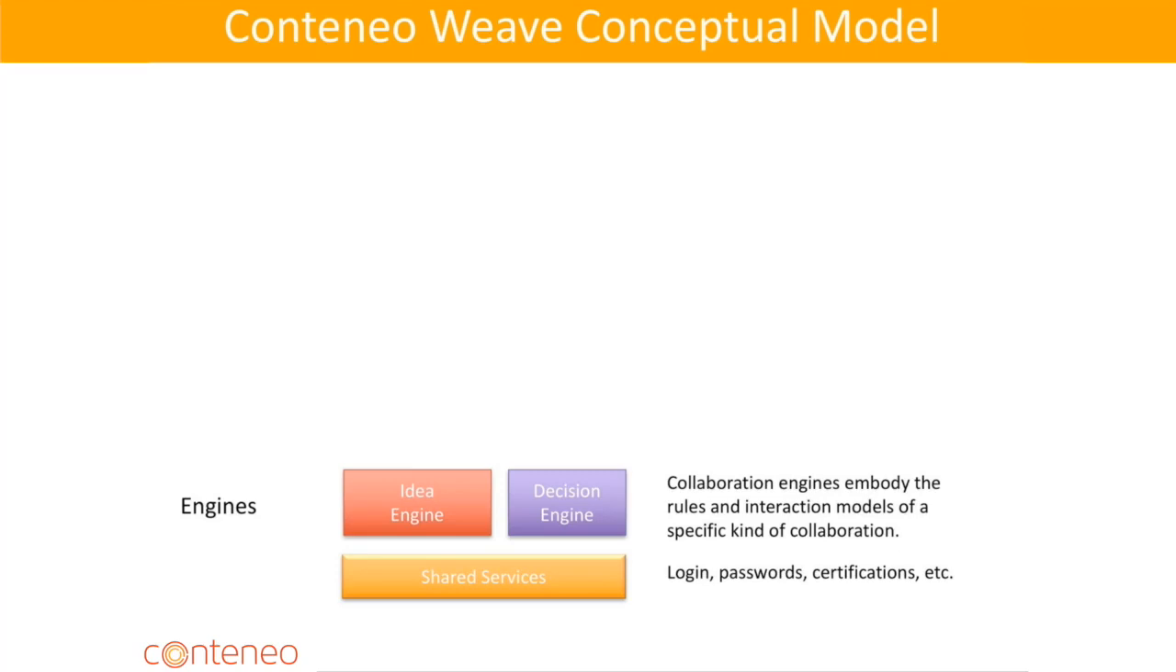Now, let's look at the underlying structure of the Weave platform. At the very bottom of the tech stack is a set of shared services that deal with things like logins and passwords and certifications and credentials. At the next layer, you have the engines. Now, the engines are what provide the collaboration horsepower within Weave. And this is the dividing line. This is where we do our job.